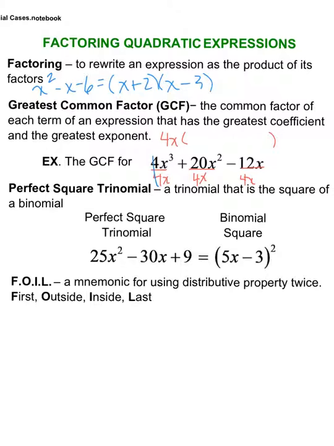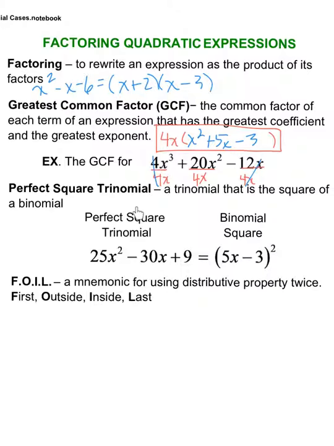So the 4's here are going to cancel. X cubed divided by x is x squared. 20 divided by 4 is 5. X squared divided by x is x. Negative 12 divided by 4 is negative 3, and the x's cancel. And then you always have to ask yourself, can this be factored further? So since it's a trinomial, can you find the factors of 3 that subtract to give you 5? Well, there are none, so that means that this is fully factored.